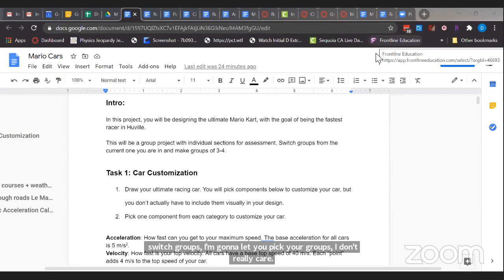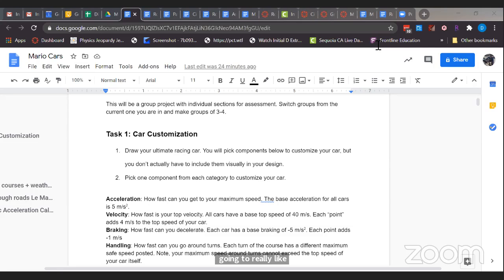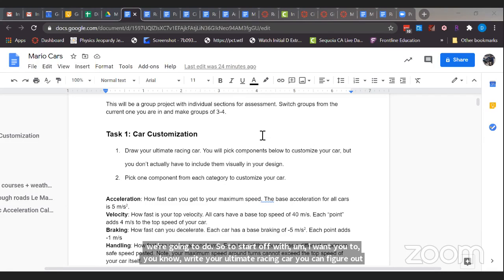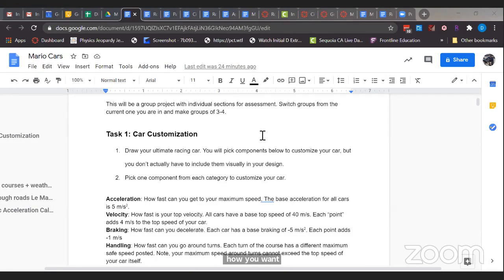To start off, I want you to draw your ultimate racing car. You can figure out how you want to do that. Some people are really good at doing it on the computer, some people are really good at drawing by hand. You can work together to do this. I don't really care how you do it, I just want you to draw visually. Unlike last time, you won't really be penalized for having a really cool design. In fact, your design won't really play a part in the rest of the things. So I just want you to be really creative with your design, and spend some time making a really cool design.